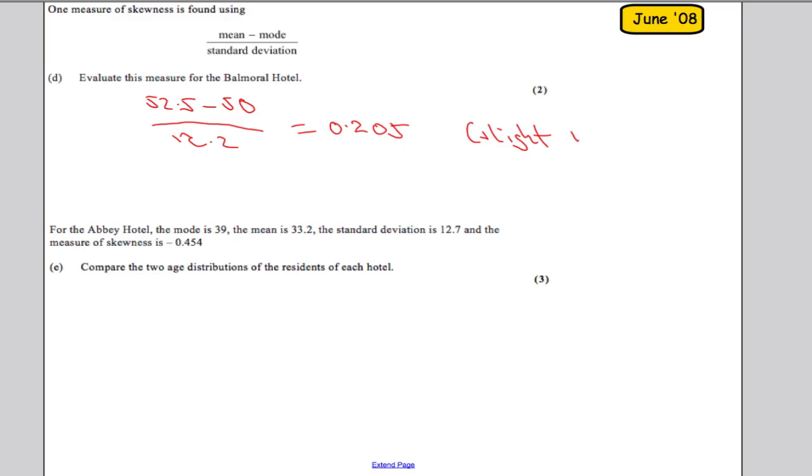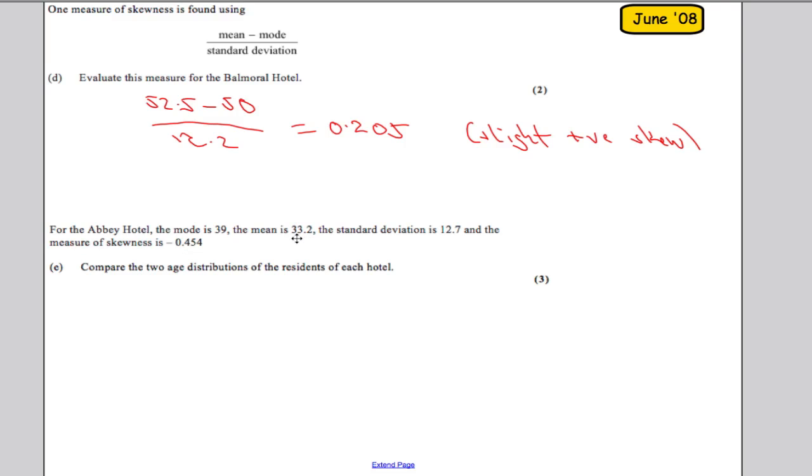Slight positive skew. It says for the Abbey Hotel, the mode is 39, the mean is 33.2, and the standard deviation measure of skewness is this. Compare the two age distributions for the residents of each hotel.